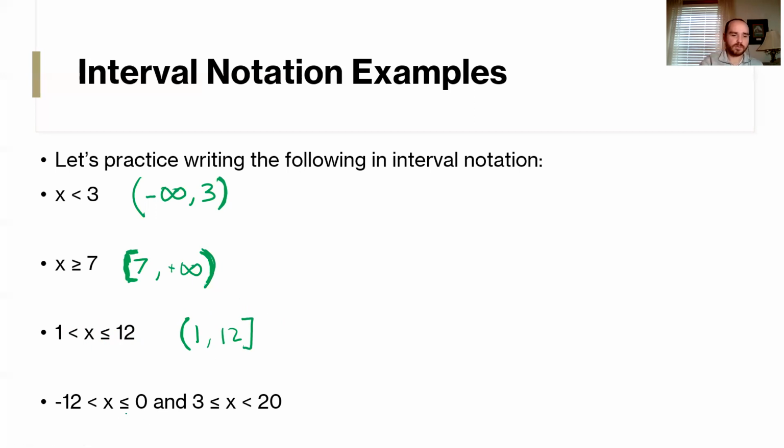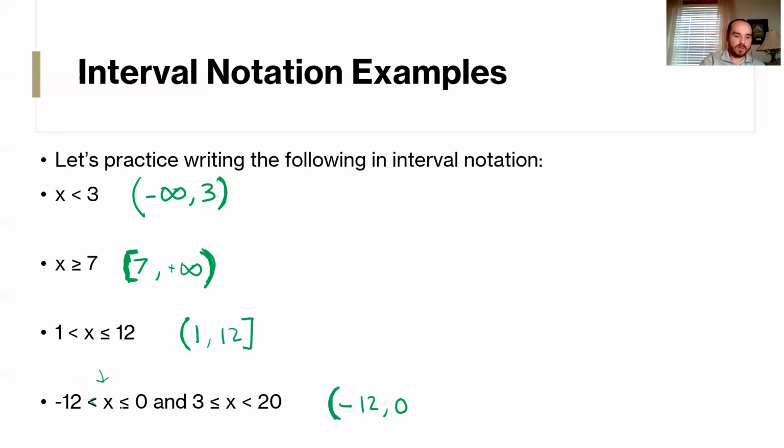Now the last one, a little bit more complicated. We've got 2 separate ones, but they are combined. So x can be anything between negative 12 and 0, and anything between 3 and 20. So in this case, we're going to need to write 2 separate interval notations. Let's look first at this one. So negative 12 is our smallest possible value, and 0 is our biggest possible value on that interval. Since this is just a less than sign, negative 12 is not an actual option, so it's normal parentheses.